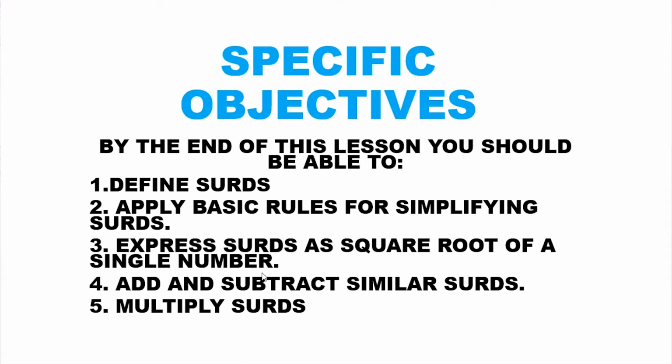Specific objective. At the end, you are expected to know the meaning or definition of surds. Apply basic rules for simplifying surds. The next one is expressing surds as square root of a single number. You also know how to add or subtract a given surd, but they must be similar. Finally, multiplication of surds. Let us start.